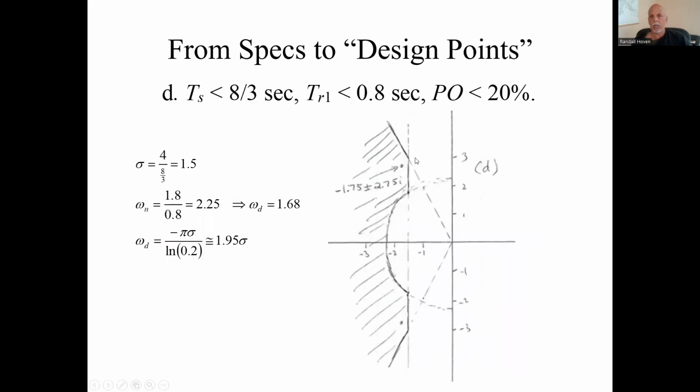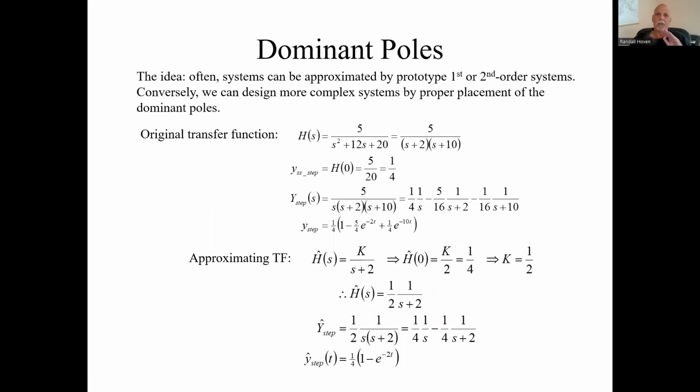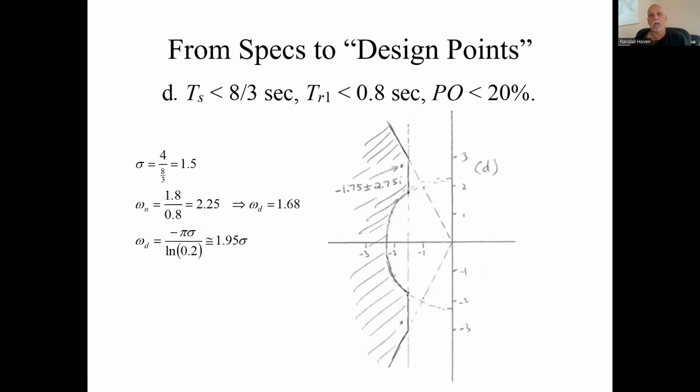And if I have all three, more calculations. Review. The settling time spec gives you a vertical line. Rise time spec gives you the circle. And the peak overshoot spec gives you this slope, this line. That's where to put your poles in the complex plane to meet certain performance specs.